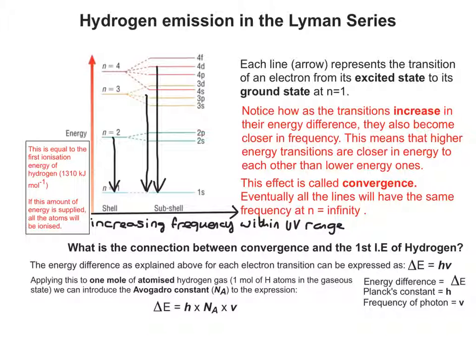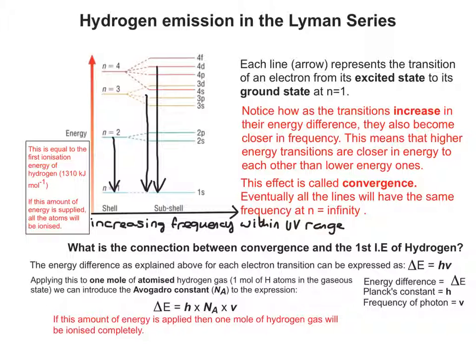So at this point, if this particular amount of energy is applied to 1 mole of atomized hydrogen gas, what will happen is that the first ionization energy will actually be reached, and therefore all the atoms in the sample of gas will be ionized fully.